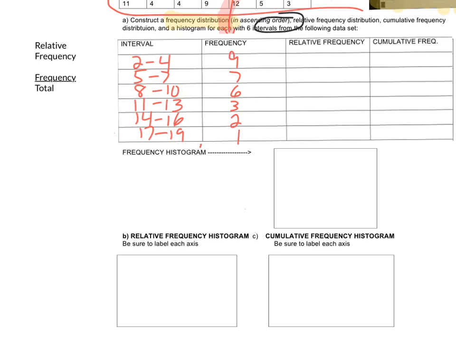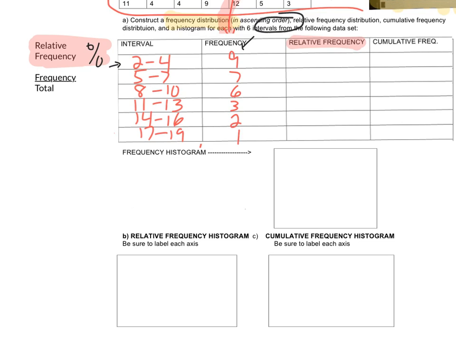is determine the relative frequency. And the relative frequency is basically just the percent of the data that is in each interval. We know that there's 28 numbers. I want to know how many numbers are there from 2 to 4. Well, I know that's 9, but I want to know what percent of the 28 is in that interval.